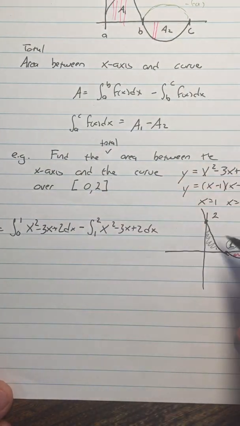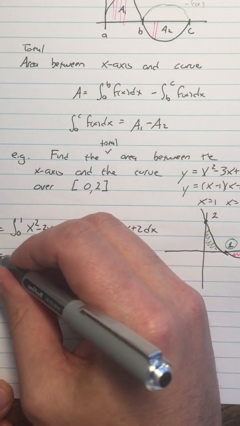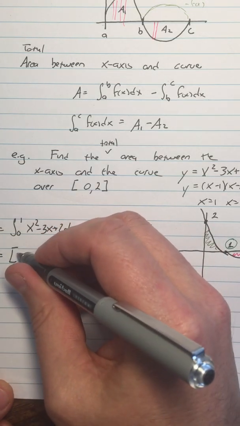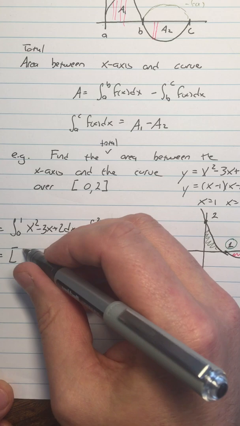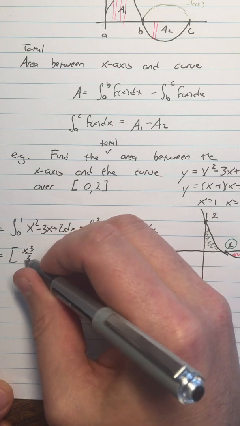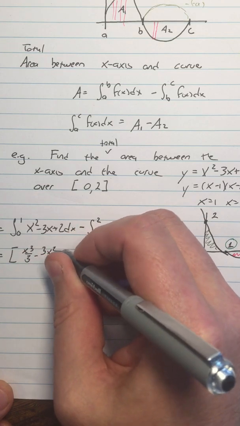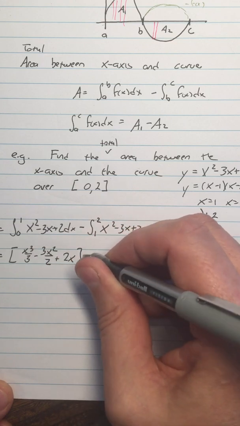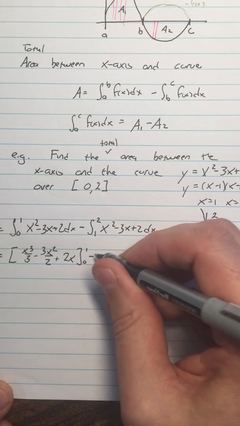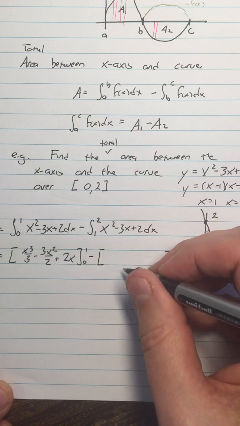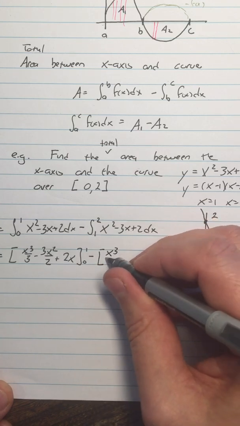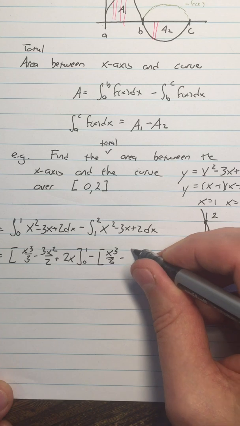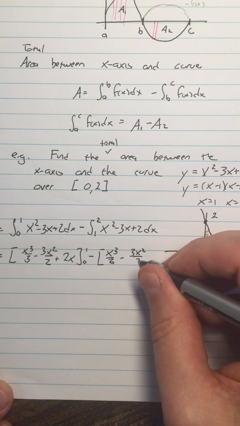All right, so now let's work out what it is. So we're going to do the antiderivative of x squared minus 3x plus 2, which is x cubed over 3 minus 3x squared over 2 plus 2x. We're doing that bit from 0 to 1. And then I have a minus. There's a lot of minus signs floating around. You've got to really keep your eye on the detail, not always my own personal forte.